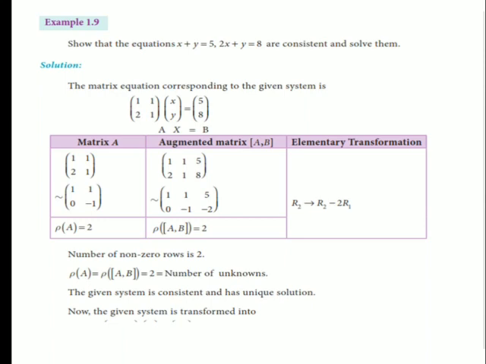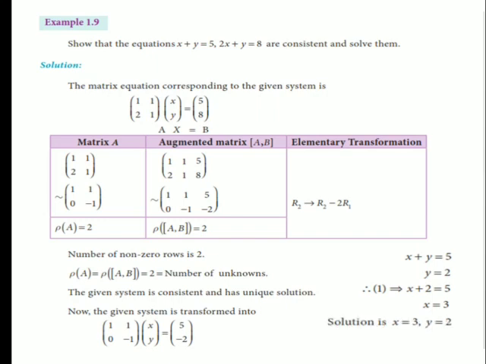Now the given system is transformed into the matrix equation [1 1; 0 -1][x; y] = [5; -2]. So x + y = 5 and -y = -2, so y = 2. In the first equation you substitute the y value, x = 5 minus 2, so the x value is 3. Then the solution is x = 3, y = 2.